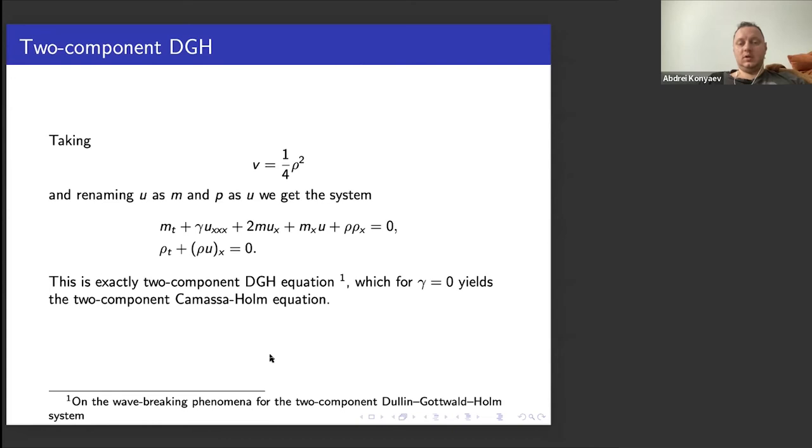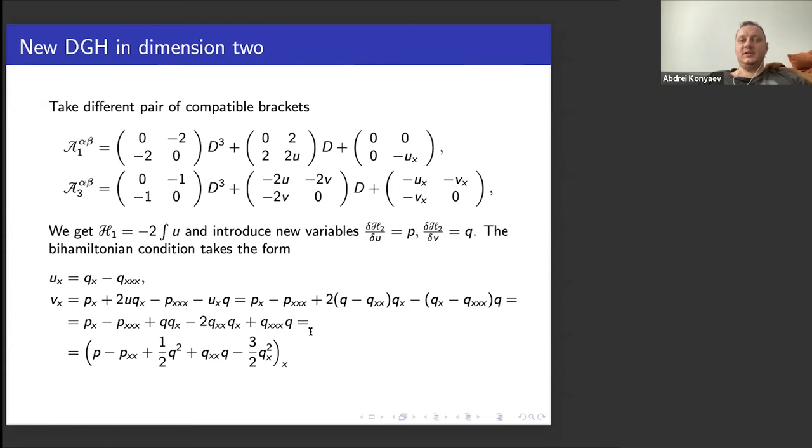And this is like the new Dullin-Gottwald-Holm equation in dimension two. So I have three brackets. I picked the second and third. Now I pick first and third, and do the same thing. In this case, I change variables like this. See, I need two changes of variables. I introduce P and I introduce Q.